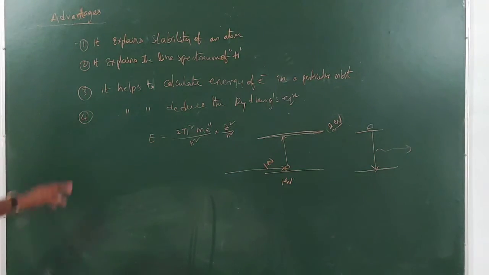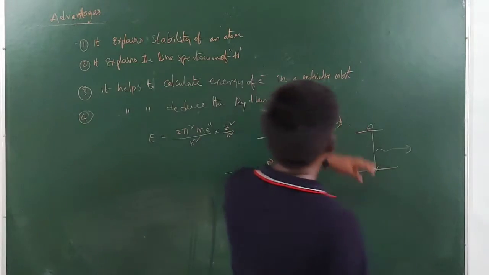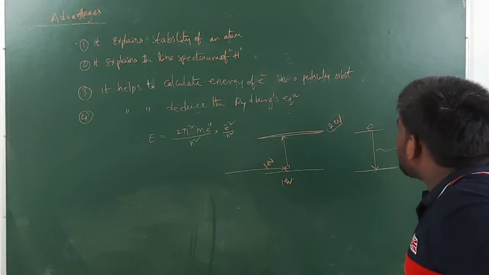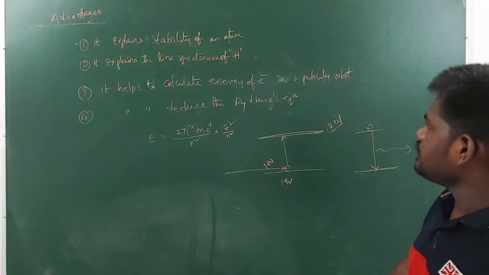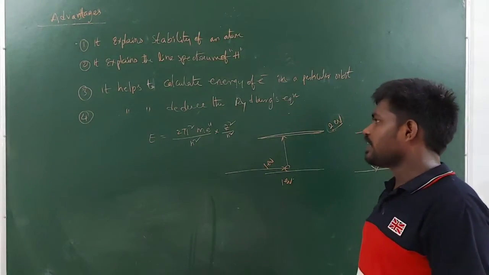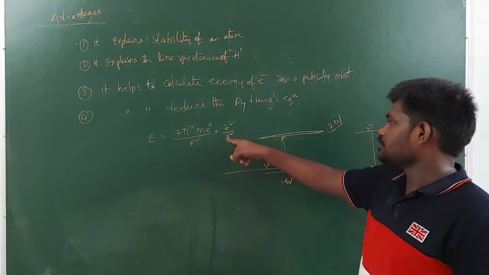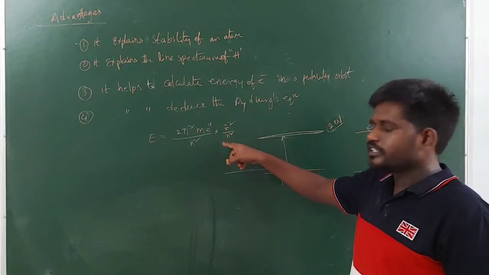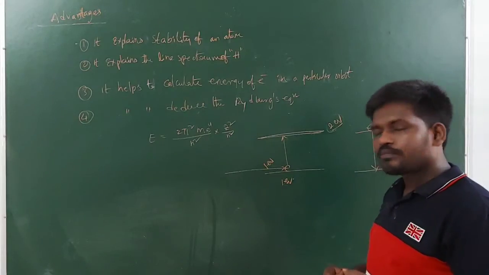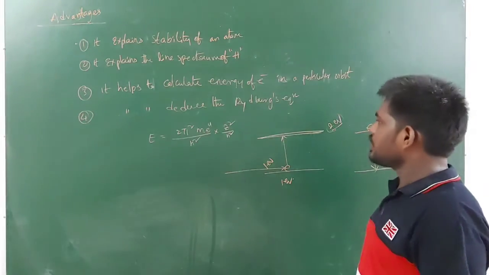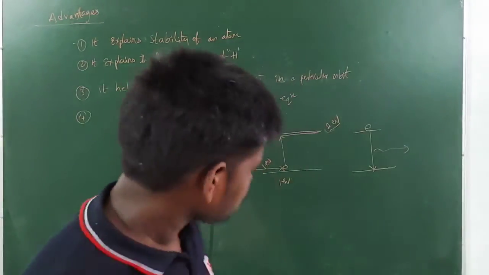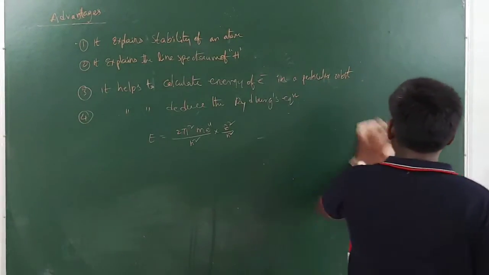Next one, guys, it helps to explain the energy of the electron. It helps to calculate the energy of the electron present in a particular orbit. So the energy equation is given. This is the energy equation to find out the energy of the electron present in a particular orbit. By substituting the z value, n value, and the constant values here, we can find the energy of the electron present in a particular orbit. Next, it helps to deduce the Rydberg's equation.